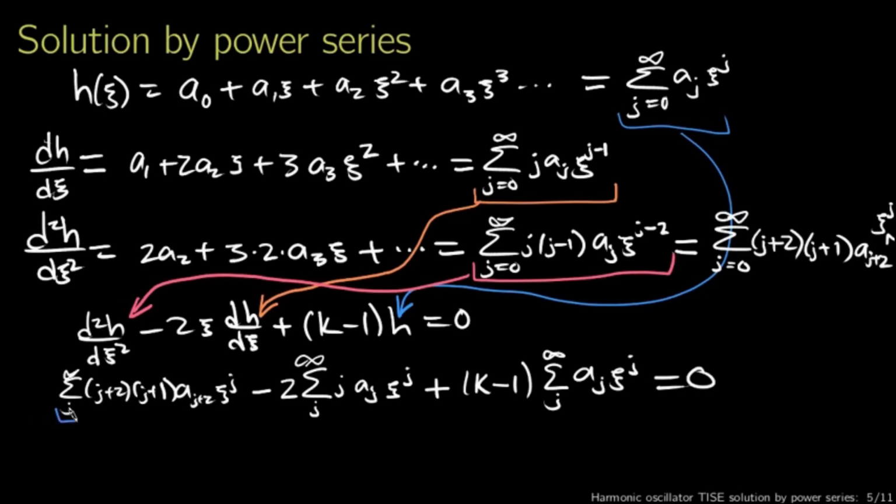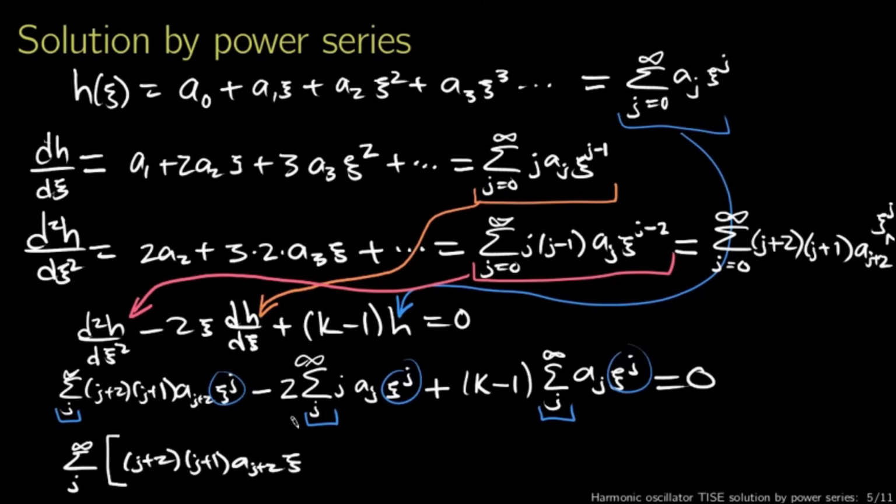Now, each of these terms has a sum over j and a c to the j power in it. What that means is I can effectively treat these sums, lining up terms that are raised to the same power of c, by effectively just pulling out the sum. So I can write this whole thing as a sum over j going up to infinity of j plus 2, j plus 1, a sub j plus 2, and if I'm factoring the sum out on the left, I can factor the c to the j out as well. So I'll write the c to the j out here on the right.